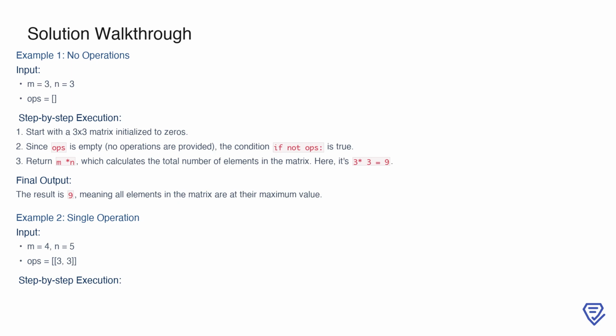The matrix is initialized as a 3x3 grid filled with zeros. Since the ops array is empty, no changes are made to the matrix. The condition if not ops checks for this scenario and directly calculates the total number of elements in the matrix by multiplying m and n. In this case, 3 * 3 equals 9. This means all elements in the matrix remain at their maximum value, which is 0, and the final result is simply the total count of elements, 9.